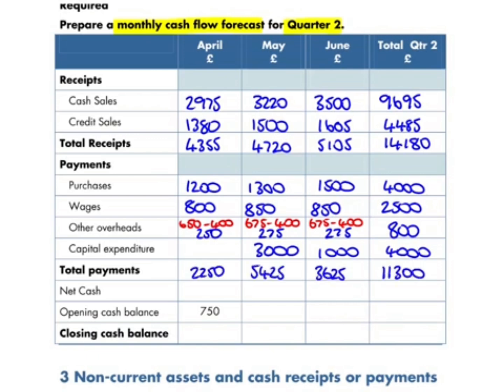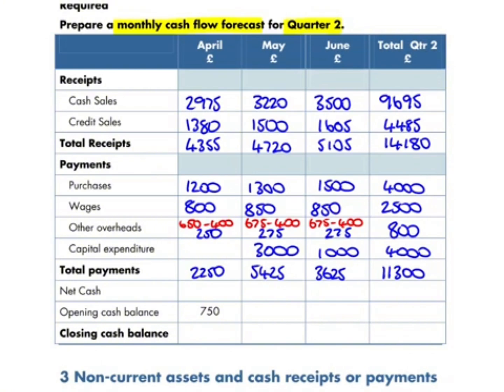If we total up our cash payments, we got £2,250 in April, £5,425 in May, £3,625 in June. That gives us £11,300 in total cash payments, made up of £4,000 worth of purchases, £2,500 worth of wages, £800 worth of other overheads, and £4,000 worth of capital expenditure.